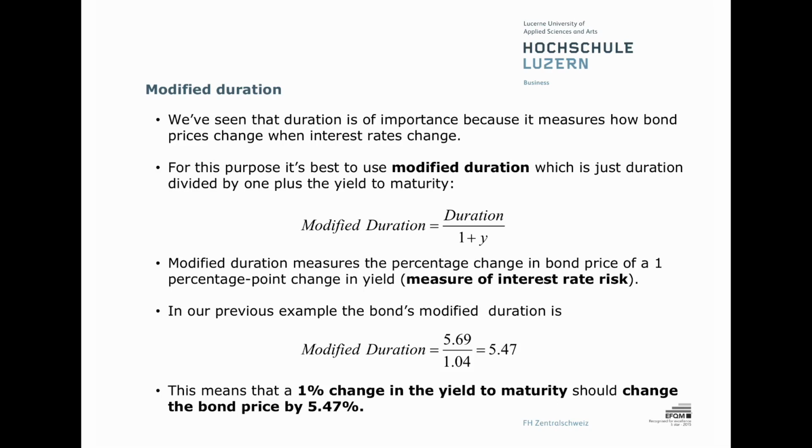We just have learned how to compute duration and understand its importance. However, we are interested to obtain a measure that tells us the percentage change in bond prices to a percentage change in the yield. For this purpose, we can use modified duration, which is defined as duration divided by 1 plus the yield to maturity. Applied to our previous example, the bond's modified duration is 5.47%. This means that a 1% increase in the yield to maturity implies a 5.47% decrease in the bond price.